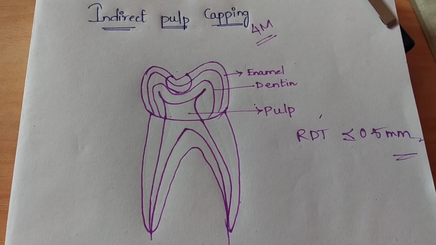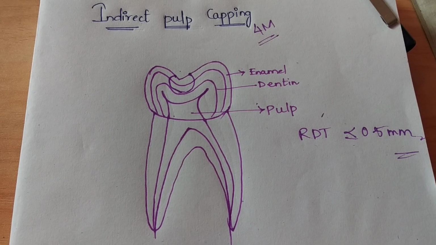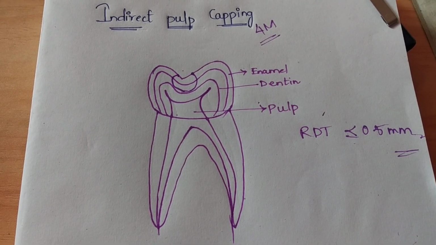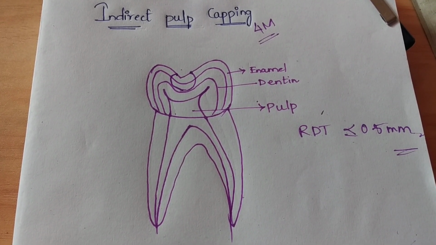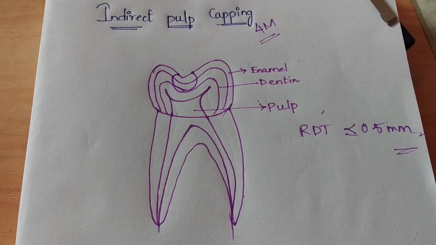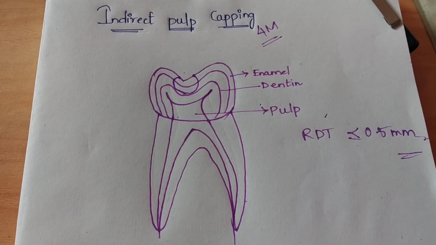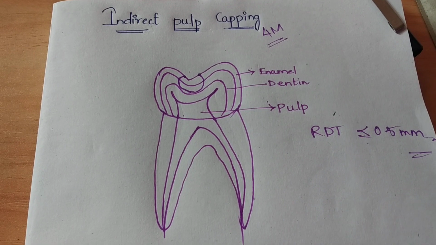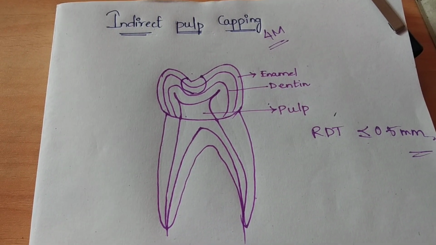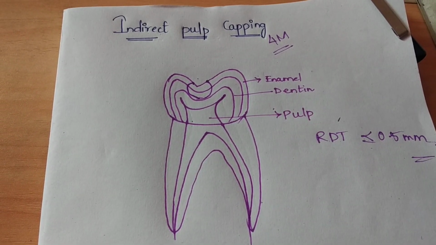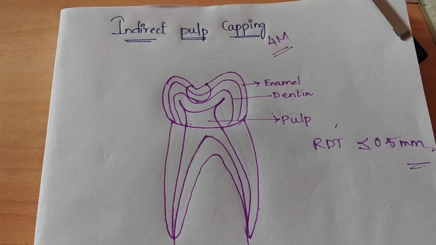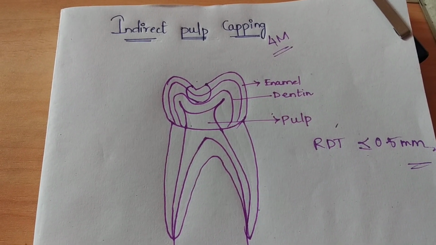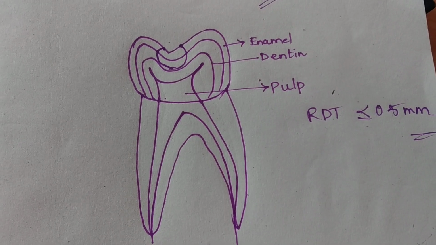To start with any answer, we have to start with a definition. So we have to write a definition for indirect pulp capping. Indirect pulp capping is defined as a procedure wherein the deepest layer of the remaining affected dentine is covered with a layer of biocompatible material in order to prevent pulpal exposure and further trauma to pulp.